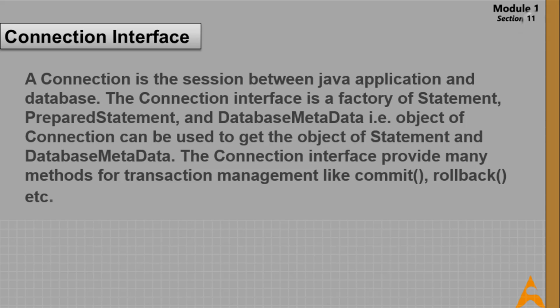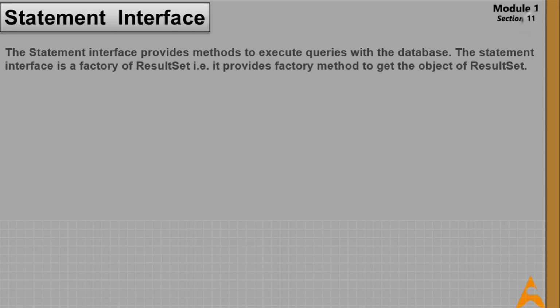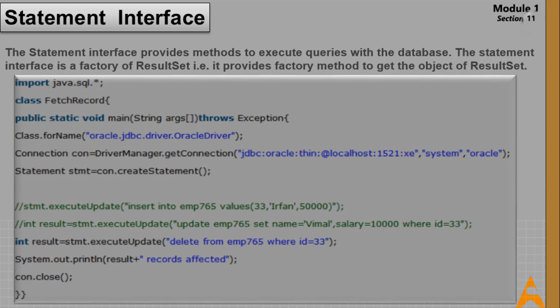Statement interface. The Statement interface provides methods to execute queries with the database. The Statement interface is a factory of ResultSet, that is, it provides a factory method to get the object of ResultSet. See the example on your screen. Commonly used methods of Statement interface. The important methods of Statement interface are as follows.